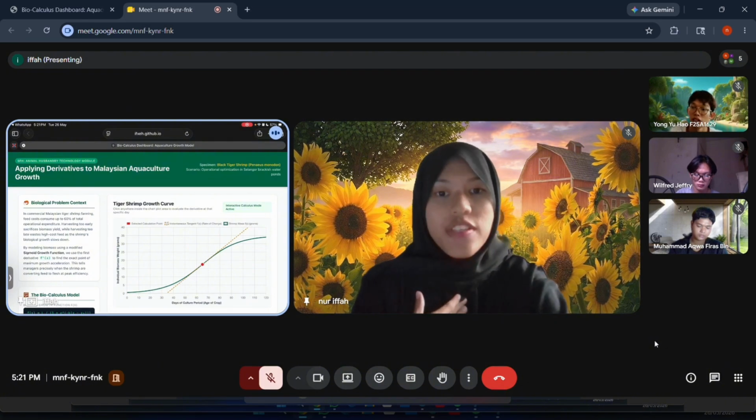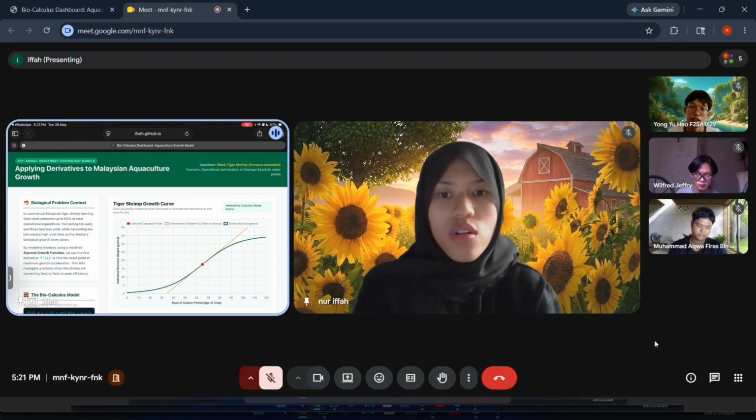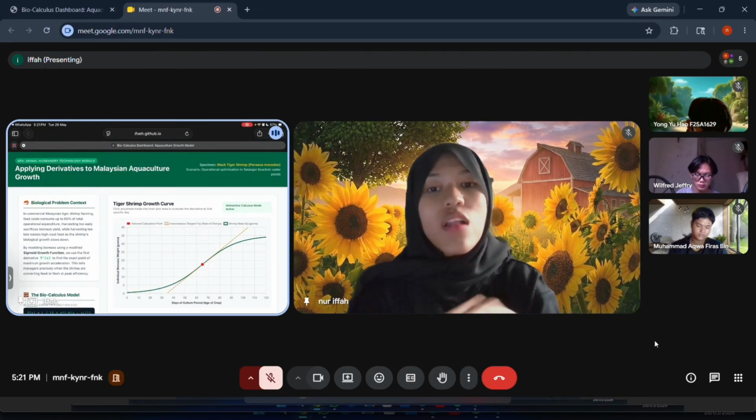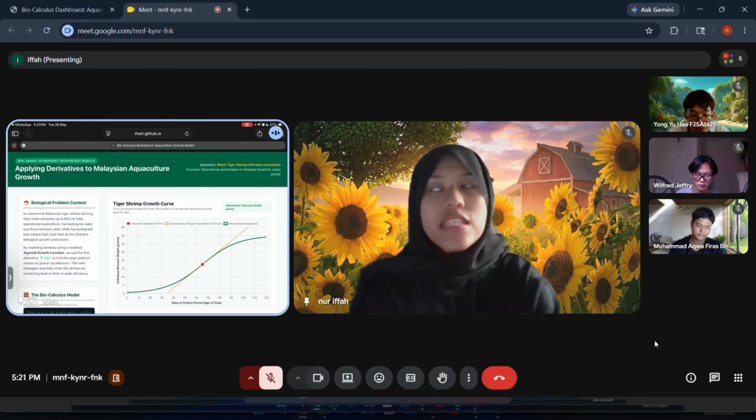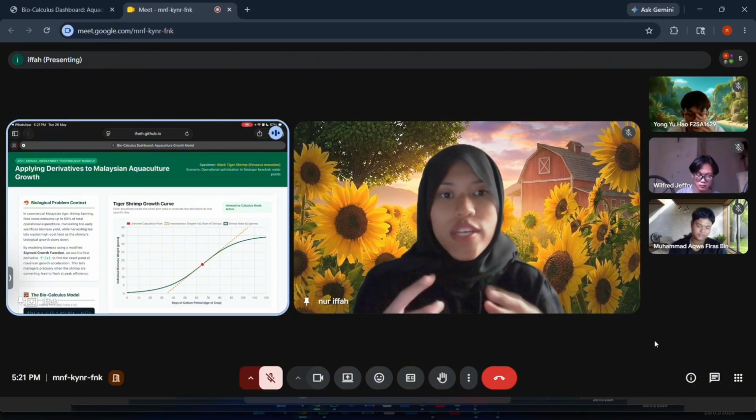As farm managers, we face a big dilemma. If we harvest too early, the shrimp are too small. But if we harvest too late, they grow very slowly but still eat a lot of expensive food. This wastes a lot of money. So next, we are going to ask a question.